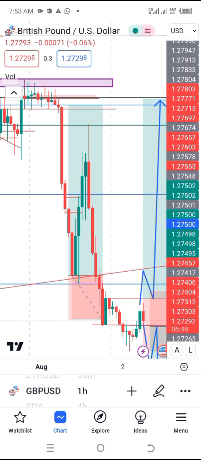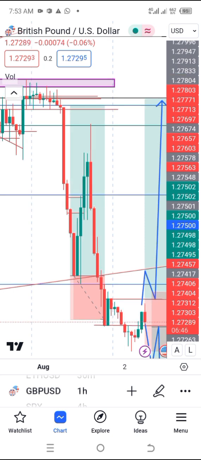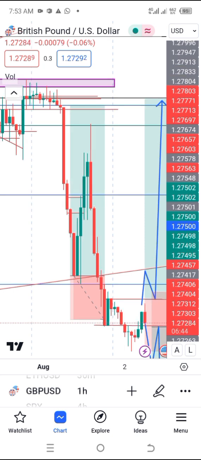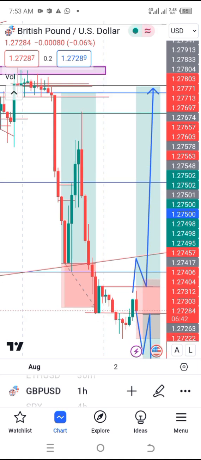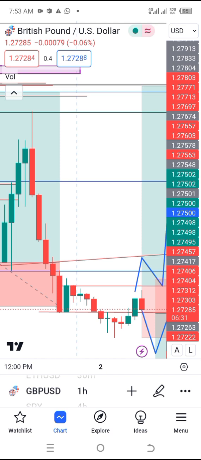You can see this was the first bounce, touch of the trend line, the first bounce. Then I remember mentioning an extension. So this is an extension below the trend line. So after the extension, you can see price consolidating. So you can see what price is doing.